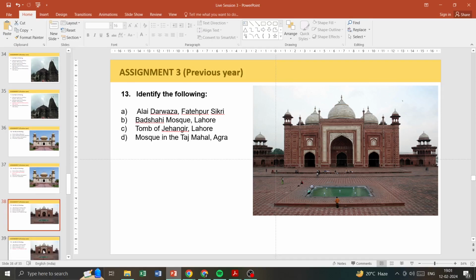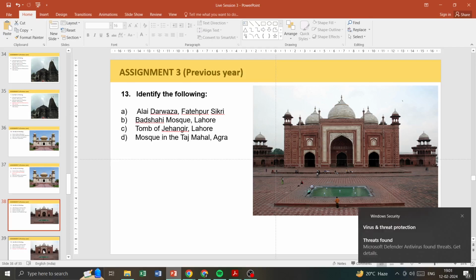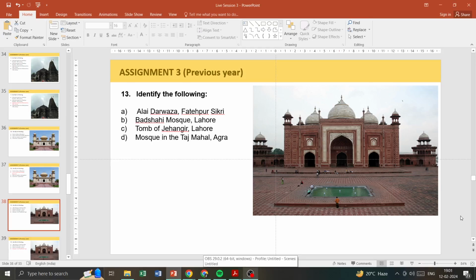Now this building is again given and you are asked to identify which building is it. So our options are Alai Darwaza, Fatehpur Sikri; Badshahi Mosque, Lahore; Tomb of Jahangir, Lahore; Mosque in the Taj Mahal, Agra. So the answer is, it is a mosque. This is a picture of the mosque at Taj Mahal.